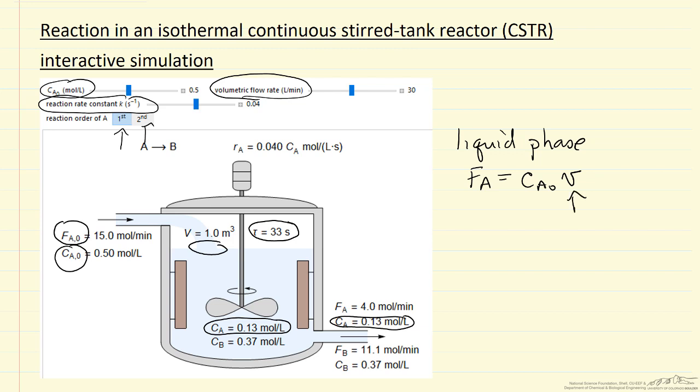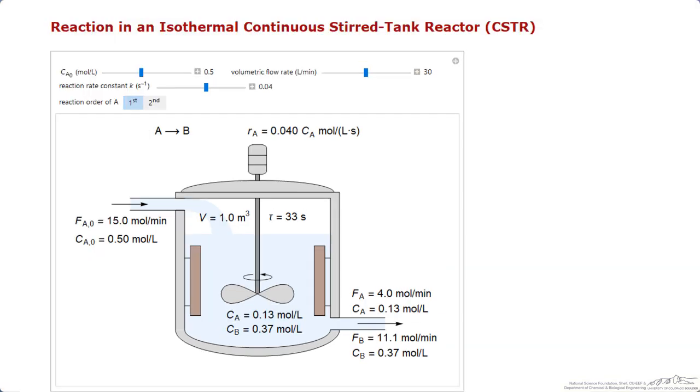So let's look at the simulation and see how it behaves. Here's the interactive simulation. I can increase the flow rate with this slider, and you can see the residence time tau decreased, and therefore we had less reaction. I can increase the rate constant, and the concentration of the reactant decreases and its flow rate leaving decreases. Then I can change from first order to second order, and in this case we're keeping the rate constant the same.